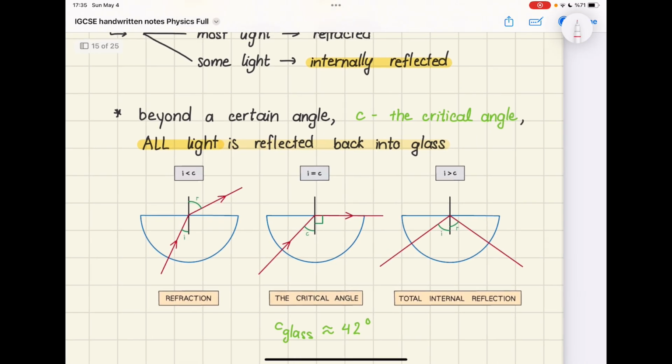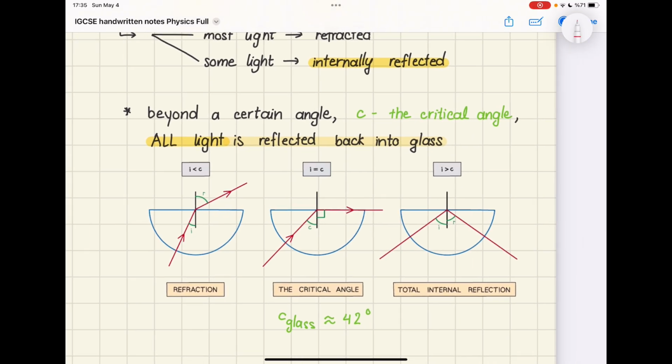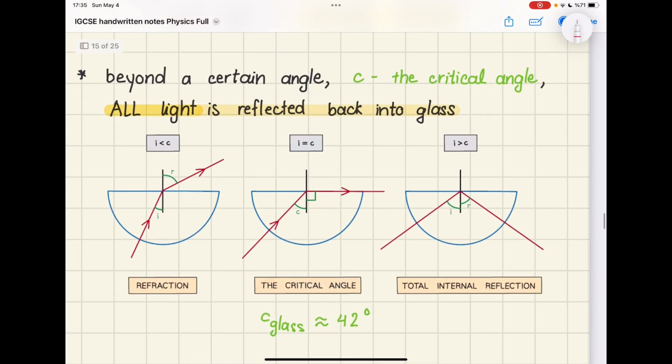So beyond a certain angle, C, which is the critical angle, all light is reflected back into the glass. This might be a bit confusing, but basically, knowing that there is such a thing as the critical angle is what matters. After that critical angle, there is no more refraction, there is only reflection. It is easy to understand how this works.